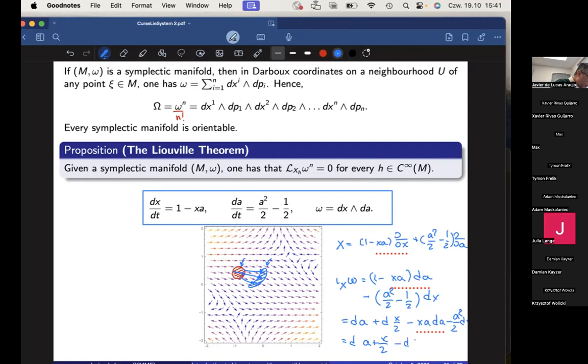So you see, it turns out that this vector field, this differential equation here, is indeed the differential equation for the integral curves of a vector field that is Hamiltonian. The contraction of this is this, and this is the Hamiltonian function.